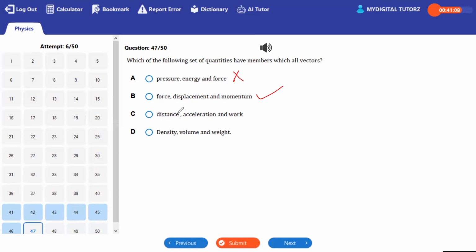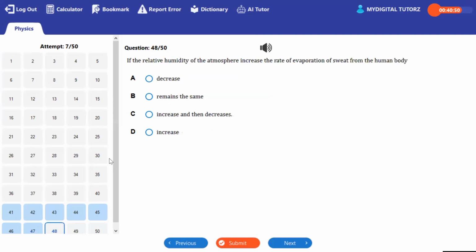Distance is a scalar, so automatically this is wrong. Density, volume, and weight. Only weight is a vector here, the rest are scalar. So the correct option here is option B. I hope we are moving together. Okay. Moving on, question 48.